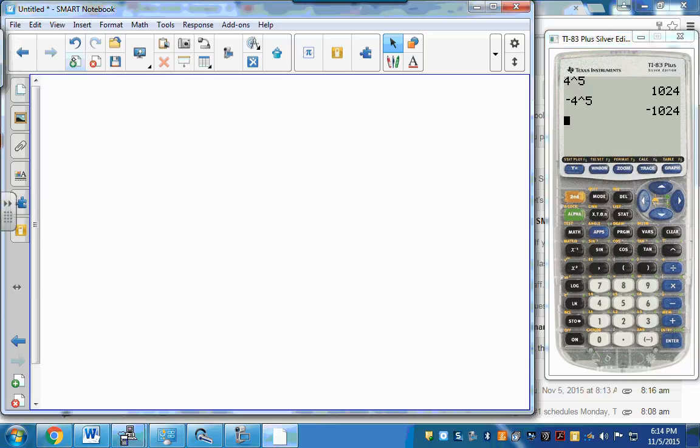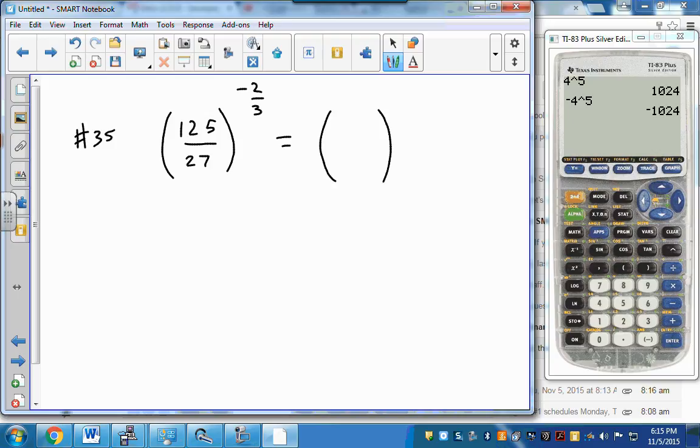New screen. Let's look at number 35. We've got 125 over 27. Nice fraction there. And then the fractional power is -2/3. Okay, so the trick here was you can change this immediately to a +2/3 if you swap the places of the numerator and the denominator. So the 27 goes here, and the 125 goes here. That's an allowed thing to do. Flip the fraction upside down and remove the negative sign in front of the exponent.